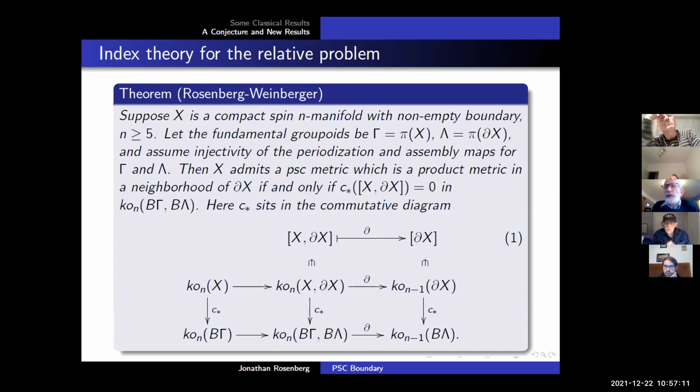The Atiyah-Hirzebruch spectral sequences for little ko and capital KO are closely related. So if you know something about the differentials in one, it gives you information about the differentials in the other.